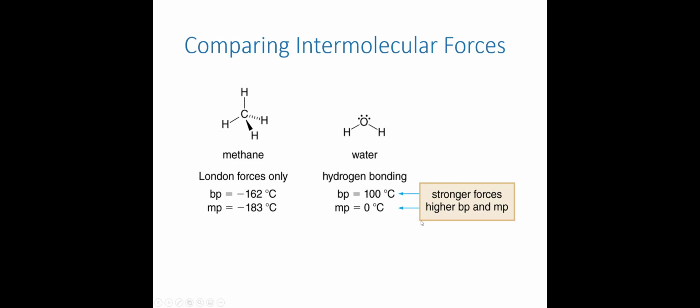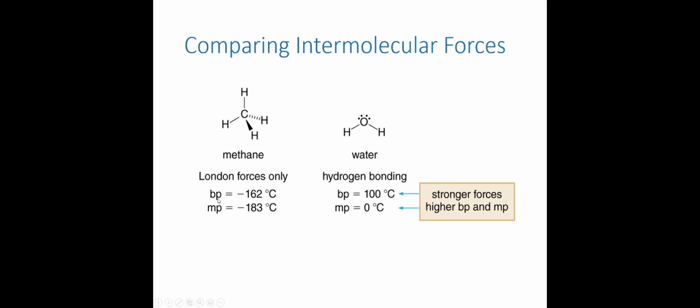So let's make a comparison here. So methane, as we saw, the only forces it experiences are London forces. The boiling point of methane, this is just natural gas here, is negative 162 degrees Celsius. And its melting point is negative 183 Celsius. So let's be very clear that we understand what this means.